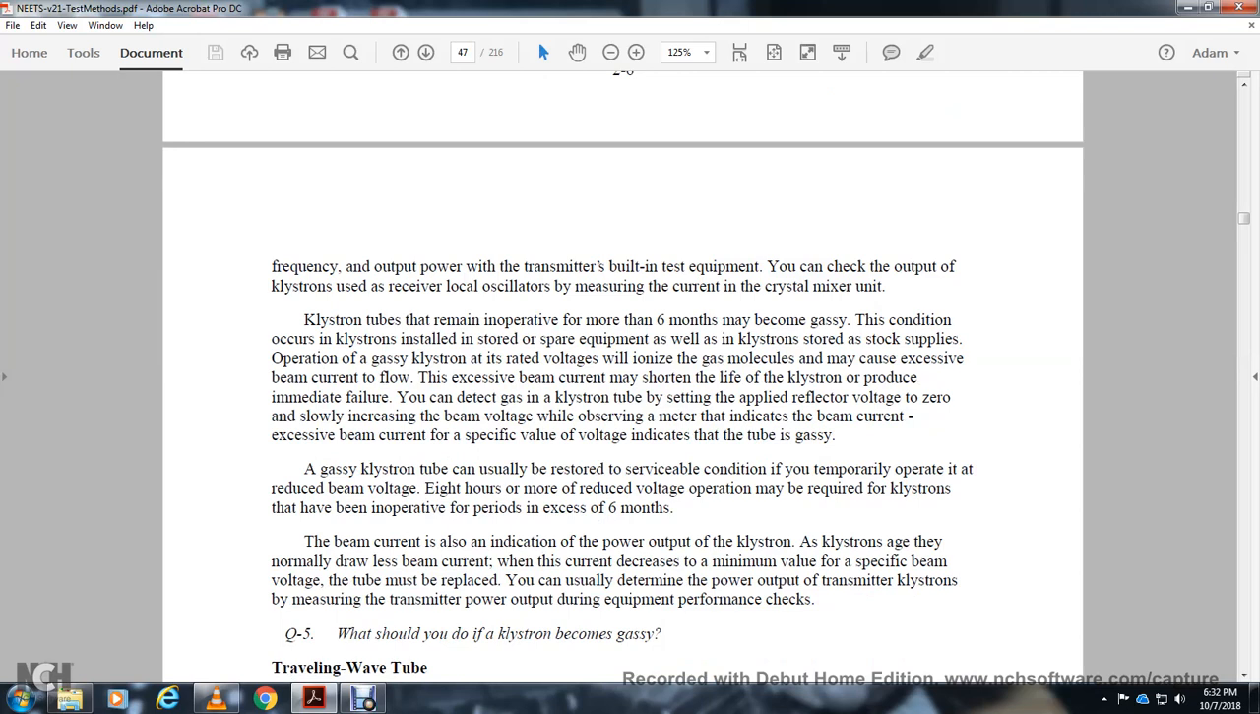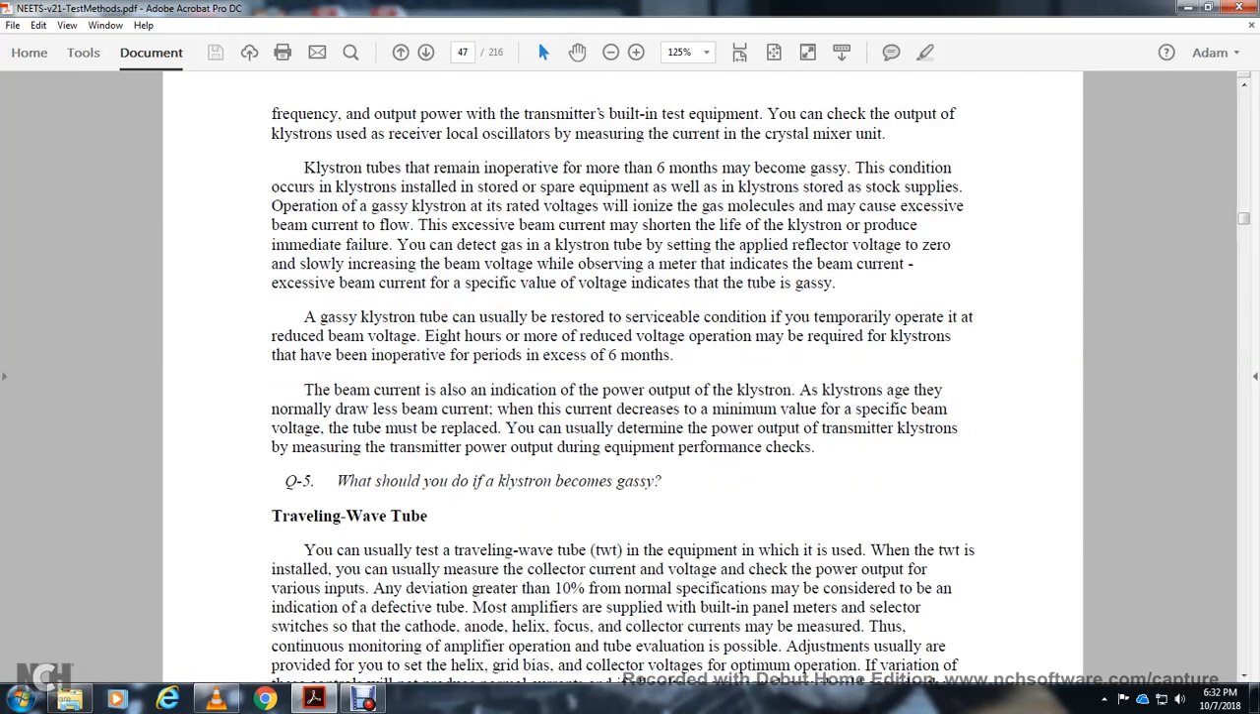A gassy klystron tube can usually be restored to serviceable condition by temporary operation at reduced beam voltage for 8 hours or more. Reduced voltage operation may be required when the klystron has been inoperative for a period in excess of 6 months. A klystron with a weak tube normally draws less beam current. When the current decreases to the minimum value at the specified beam voltage, the tube must be replaced. You usually determine the power output of the transmitter with the klystron measure for the transmitter power output during the equipment performance checks.